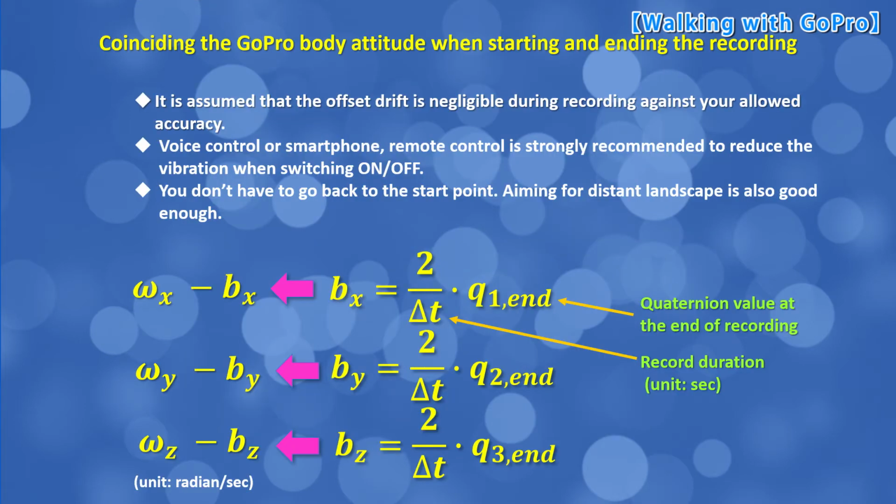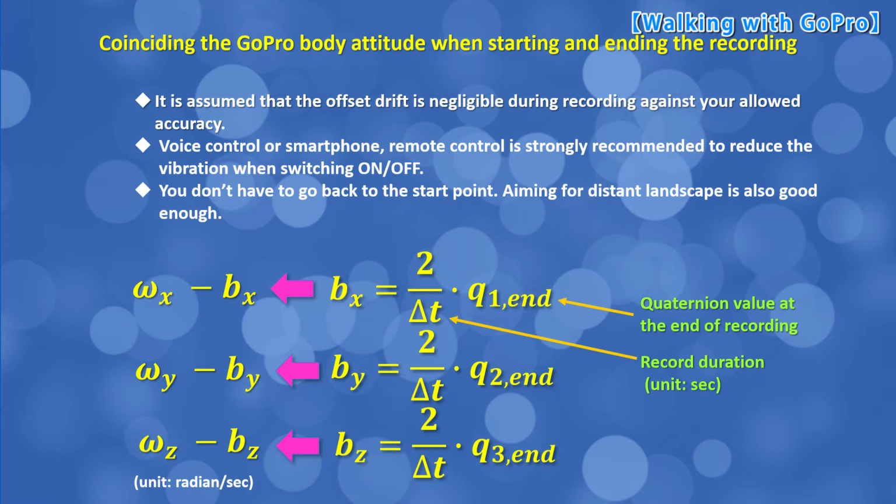The final method I came up with by chance. This method requires special camera work. It is to make the GoPro body attitude coincide when starting and ending the recording. Assuming that the difference of the attitude between start and end is negligible, each axis offset value is given like this. Here, delta t is the record duration, its unit is seconds, and the q1, q2 and q3 values at the endpoint are required to calculate the offset values bx, by, and bz.